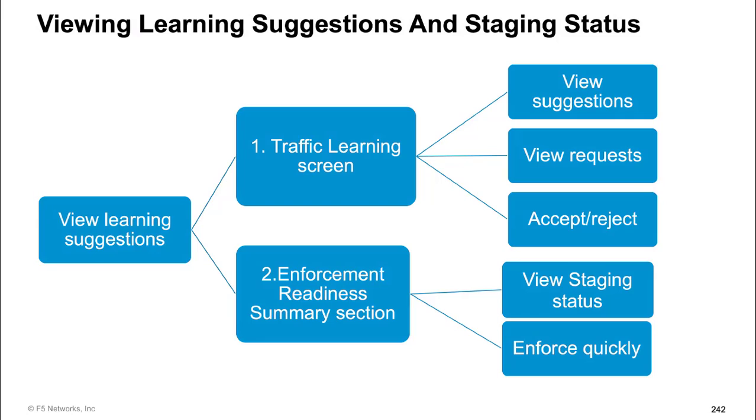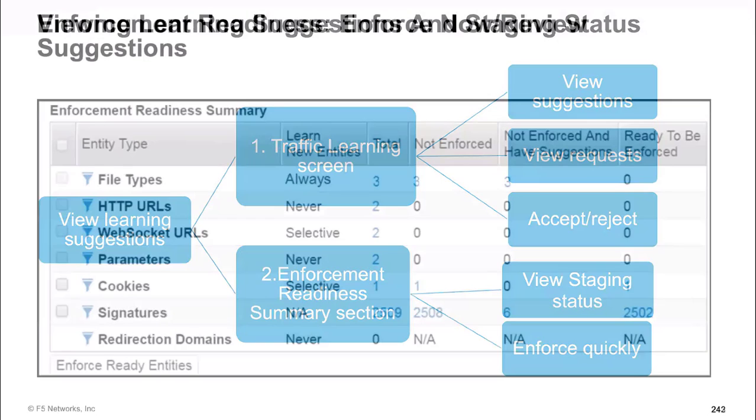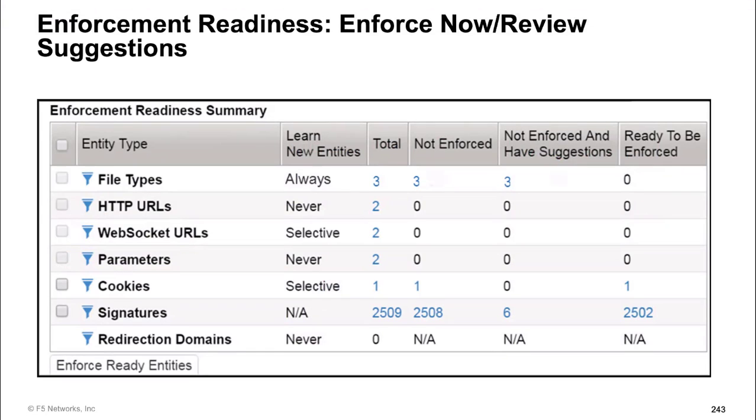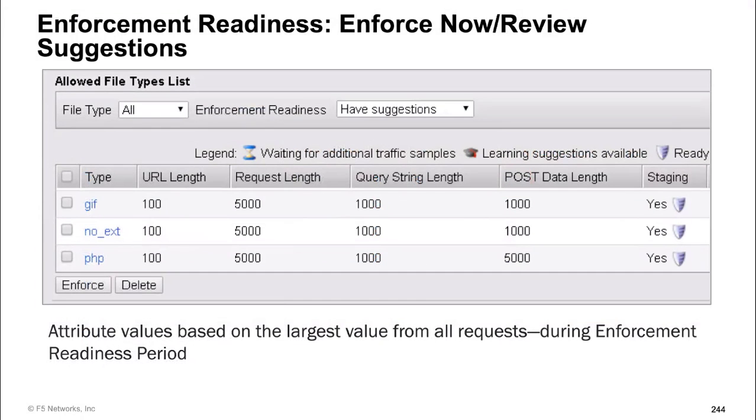Okay? So once again, in most cases, guys, you go to traffic learning to take things out of staging and look at the suggestions. If you want to take things out of staging very, very quickly, you can go to the readiness summary section. But once again, most of the time, you're going to be in traffic learning or the event log. So here is the readiness summary section. Let's say, for instance, that you found 3 file types. You want to take all 3 out of staging all at once. You would just check the box beside file types, click Enforce Ready Entities. That would take all 3 file types out of staging. So if you want to take them out of staging all at once very quickly, you can go to the readiness summary page. If you want to do them individually, you can go to the traffic learning screen.